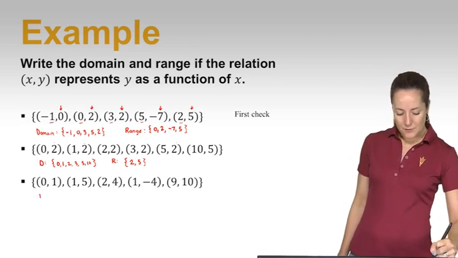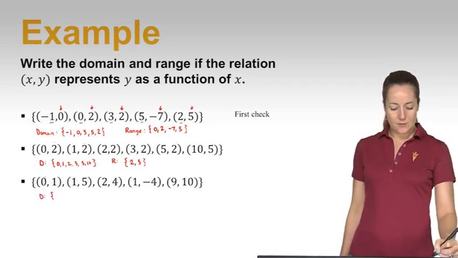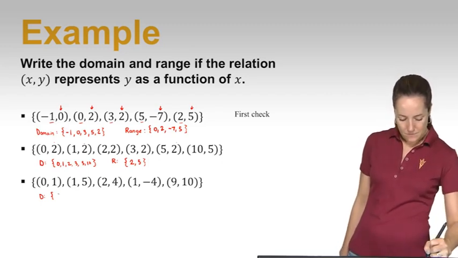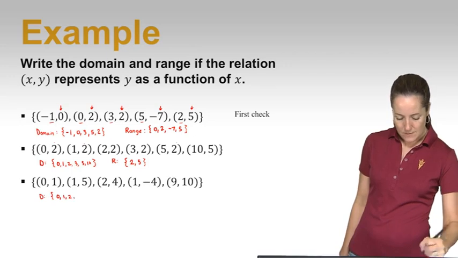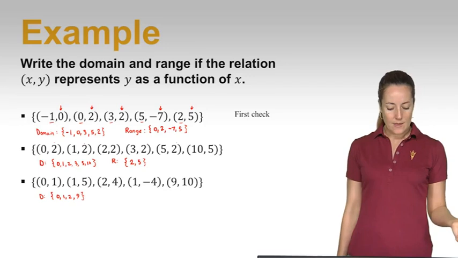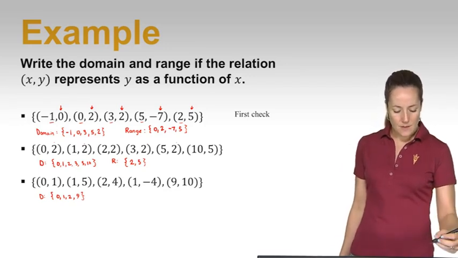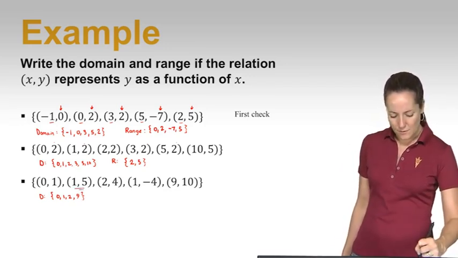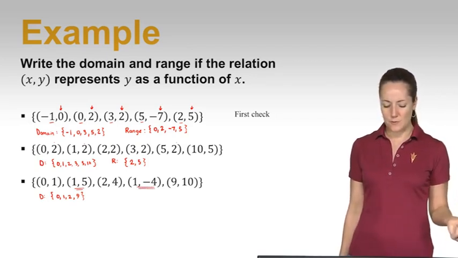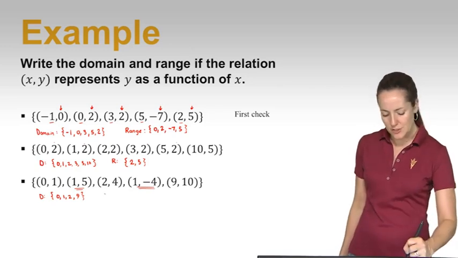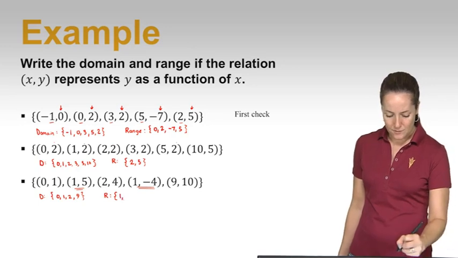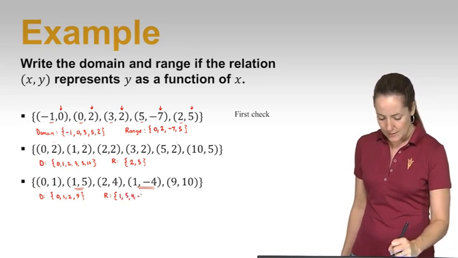In this third example, my domain is the set of the numbers 0, 1, 2, 1, and 9. I don't have to write 1 twice, so 0, 1, 2, and 9. And if I look at this, notice that this 1 appeared twice. Say 1 corresponds with 5 and 1 also corresponds with 4. I can write the domain and range of this relationship, but let me just point out, although I can describe this, let's say the y values are 1, 5, 4, -4, and 10.